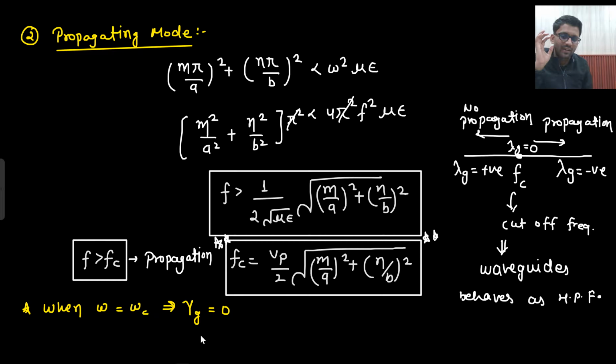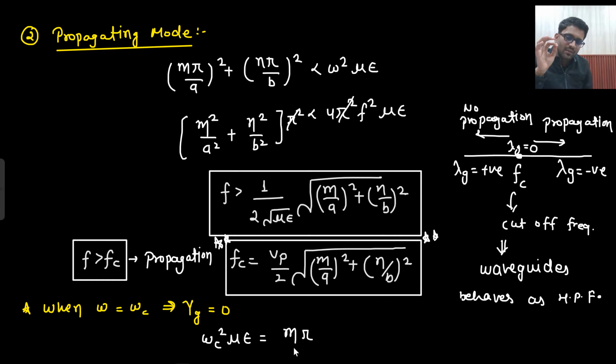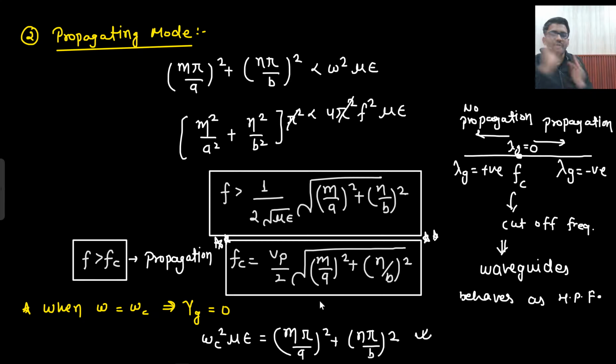So from here what I am getting? Omega c square mu epsilon is equal to m pi by a whole square plus n pi by b whole square. Again, you don't need to remember this. Somewhere we will be using it, that's why I have written it down. Are you getting this point?